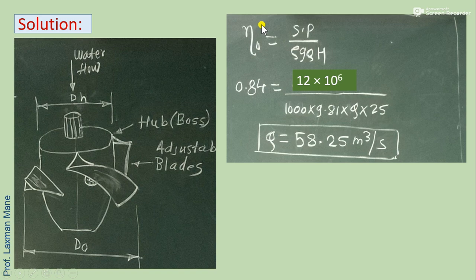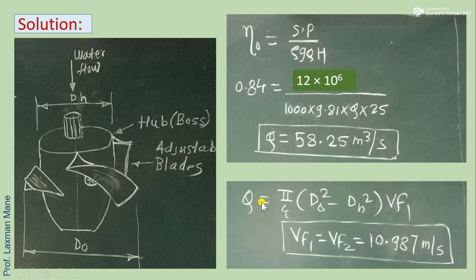So first of all, take formula of overall efficiency equal to shaft power upon rho g QH. Overall efficiency is given, shaft power and head are given. So shaft power is 12 megawatt. Here we can take in watt, 12 into 10 raised to 6. Density of water as 1000 kg per meter cube, 9.81, that is value of g, and head is given. So from this we can get the value of discharge in meter cube per second.